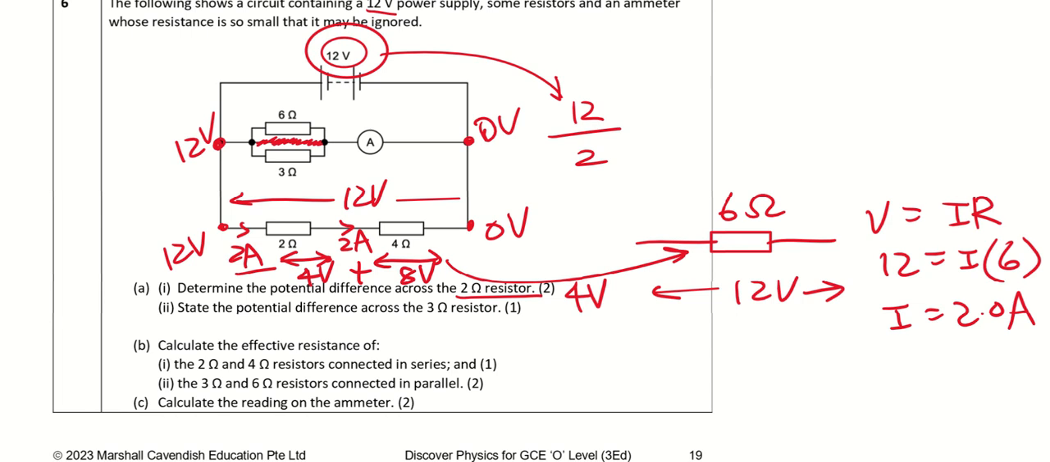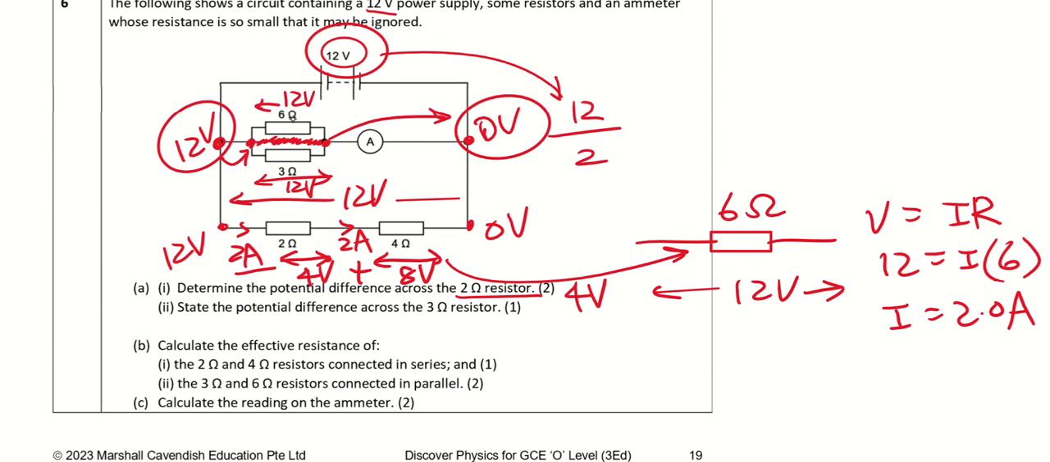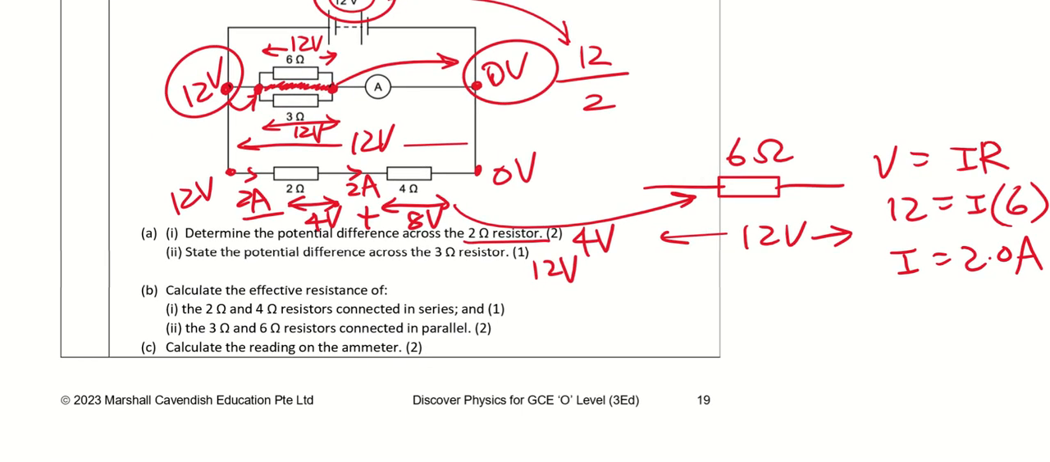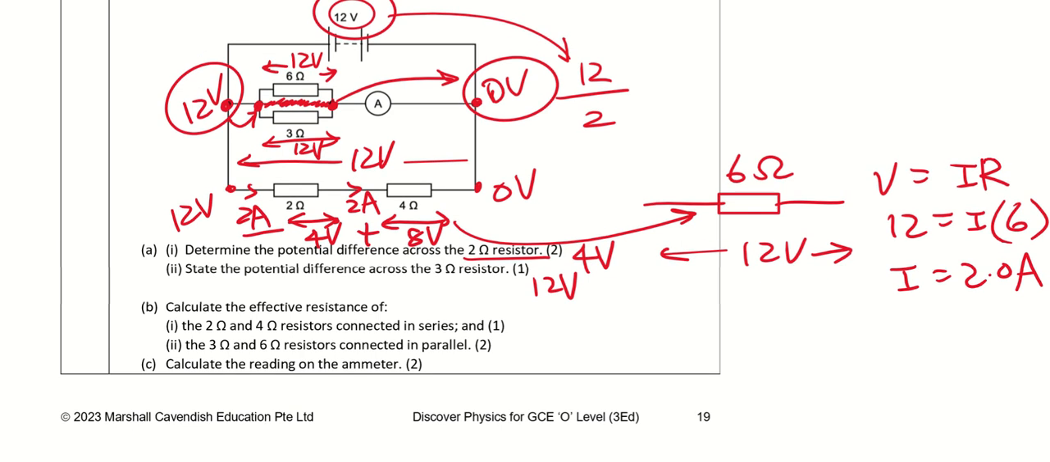Now state the potential difference across the 3 ohm resistor. We'll make use of this. The potential here is 12 volts, the potential here is 0 volts. That means over here is also 12, here will also be 0. So the potential difference across the 3 ohm will be 12 volts, because it is parallel to this 6 ohm resistor, and we have a potential difference of 12 and 0, so it will be 12 volts.